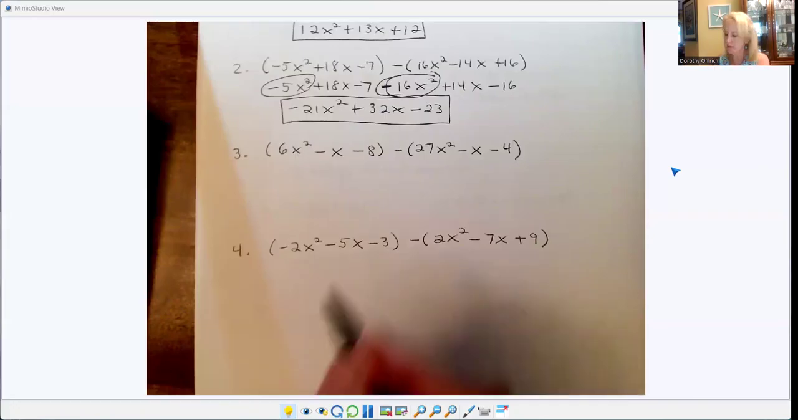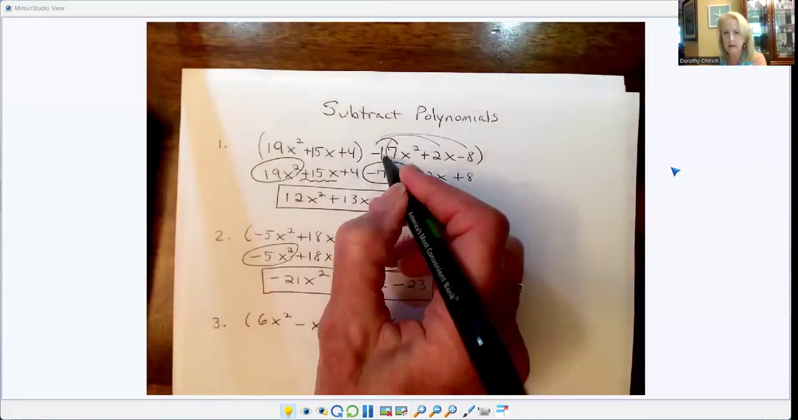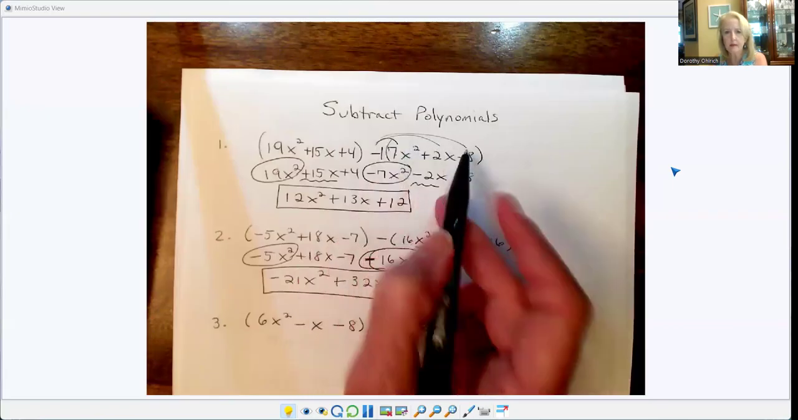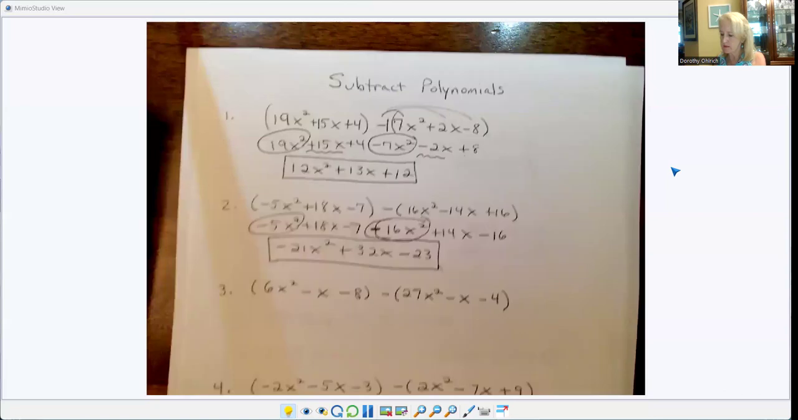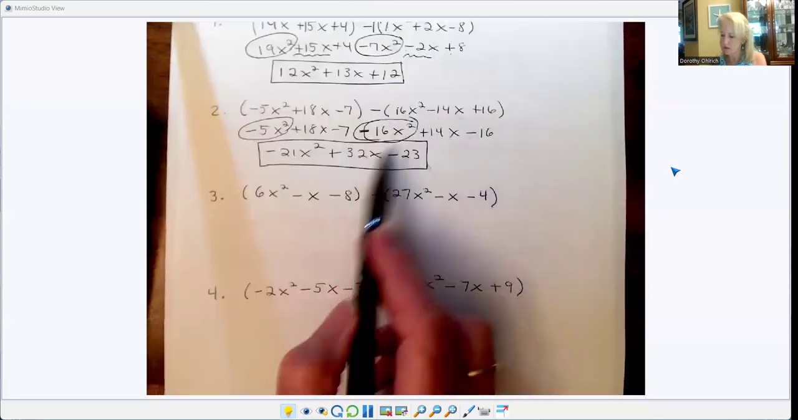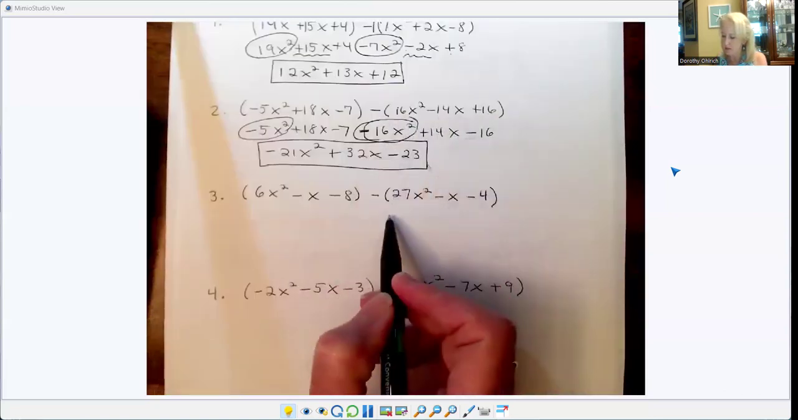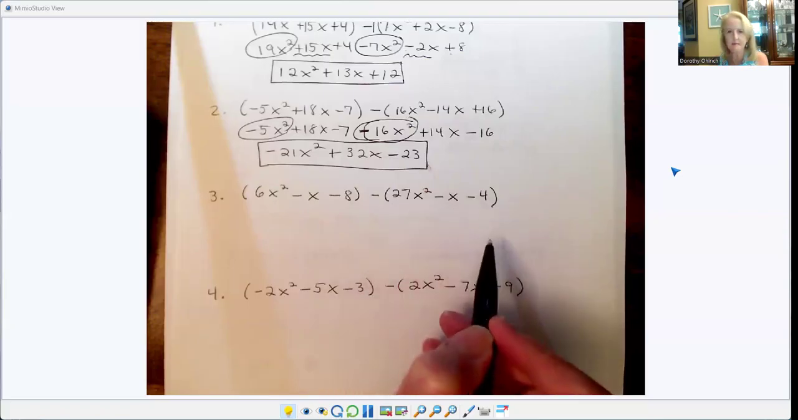For these next two, I'd like you to pause the video and work on them on your own. Remember to distribute, and if you like, to put the one in front and distribute it like this, and make sure that you've changed all the signs, then do that. Otherwise, just know that you're changing all the signs and look up here and change it to negative, positive, positive.